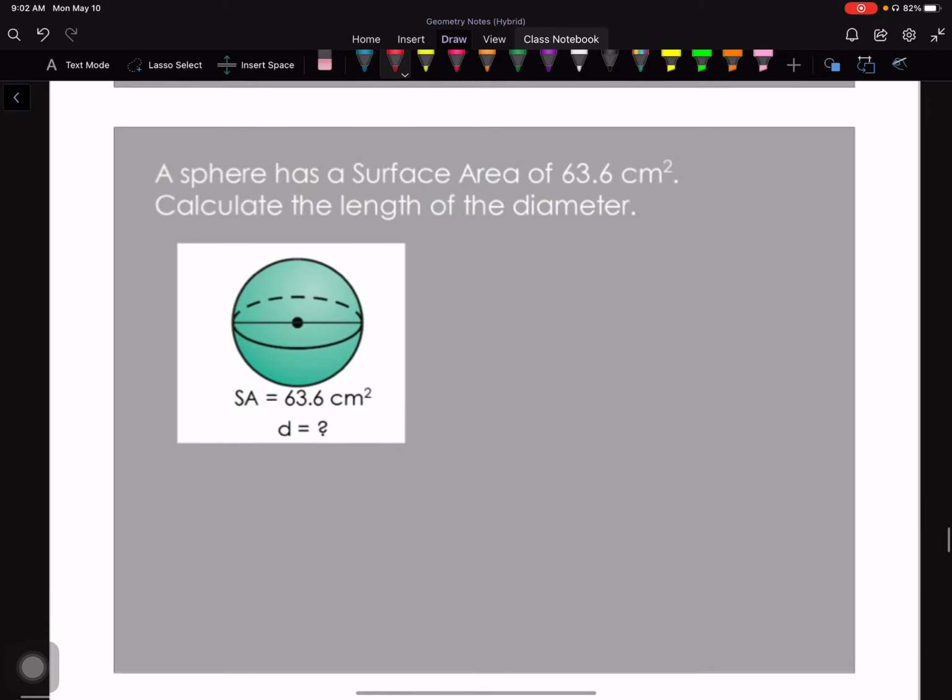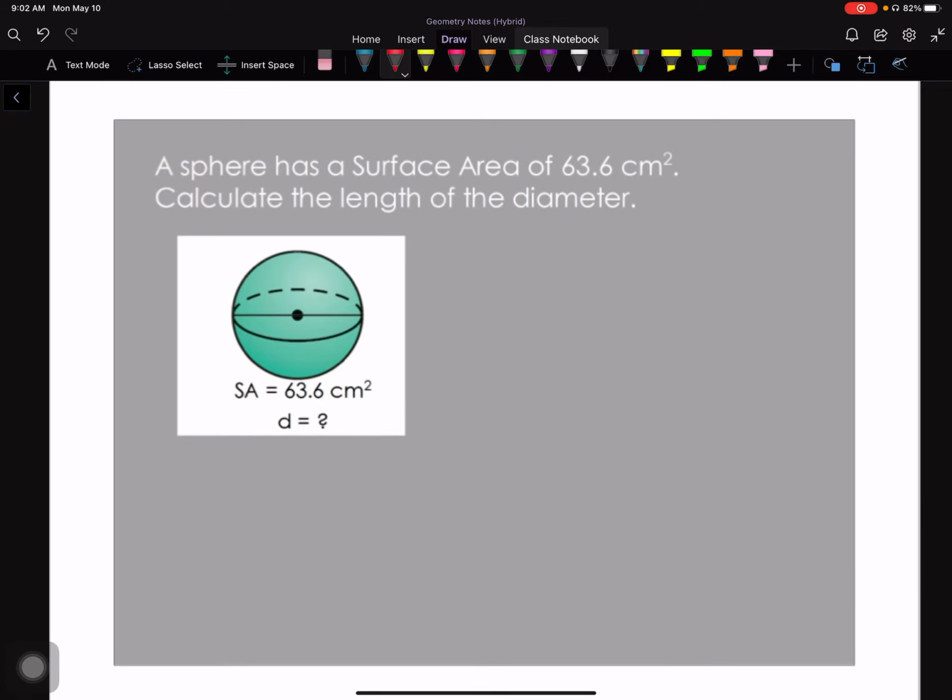All right, let's see if we can work one backwards here, because finding volume and surface area is pretty easy. So it says a sphere has a surface area of 63.6 centimeters squared. Calculate the length of the diameter. So the formula again for surface area is 4 pi r squared.